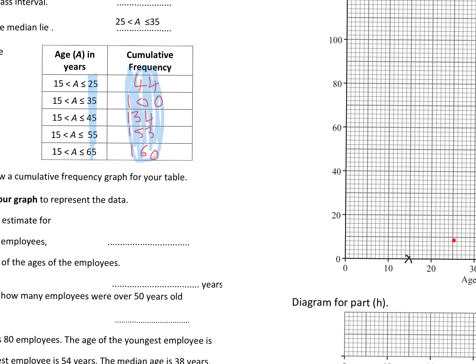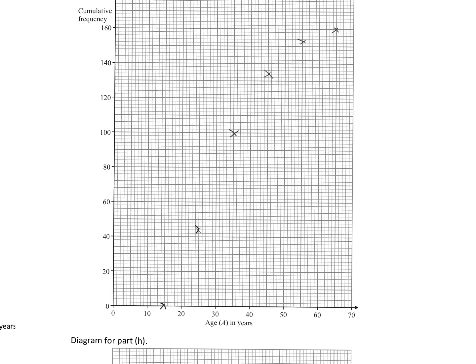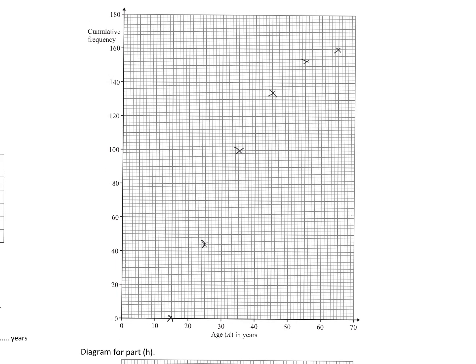I need to go up to 44, which is, there's 40. The big 10 squares is worth 20. So each square must be worth 2. So 42, 44 is going to be there. I'll pause the video and make it all neater now. And voila, we have our points drawn and ready for us.